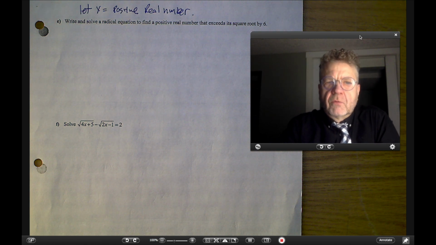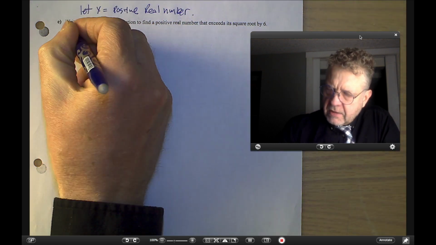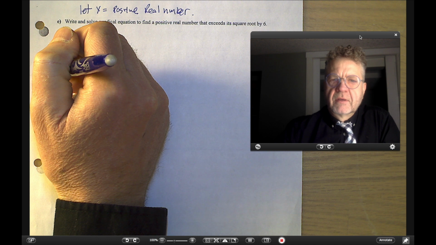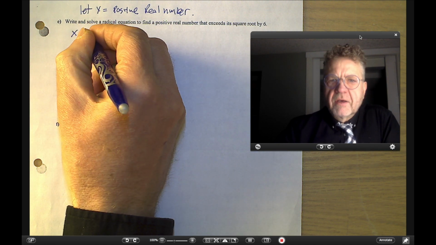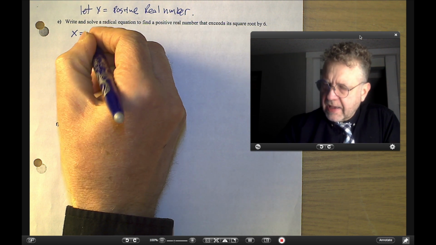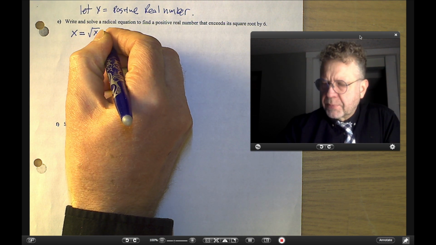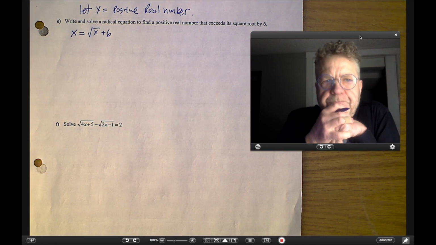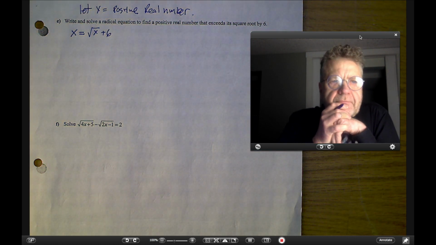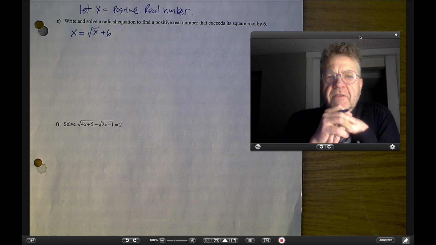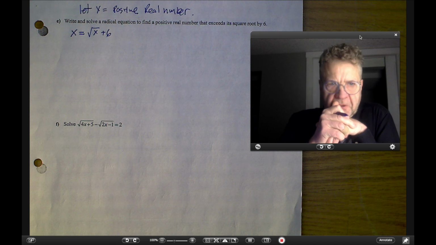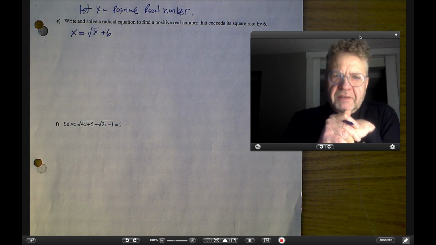Write and solve a radical expression to find a positive real number, some value of x, that is equal to the square root of x plus 6. Take a look at that. A radical equation, we got it, okay, to find a positive real number that is equal to the square root of itself plus 6.